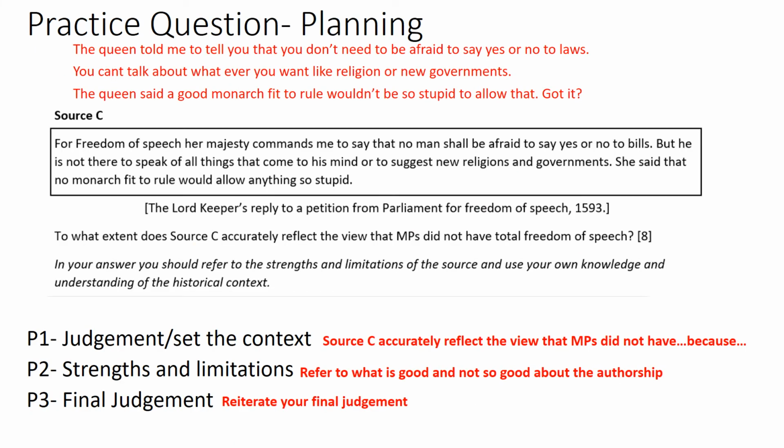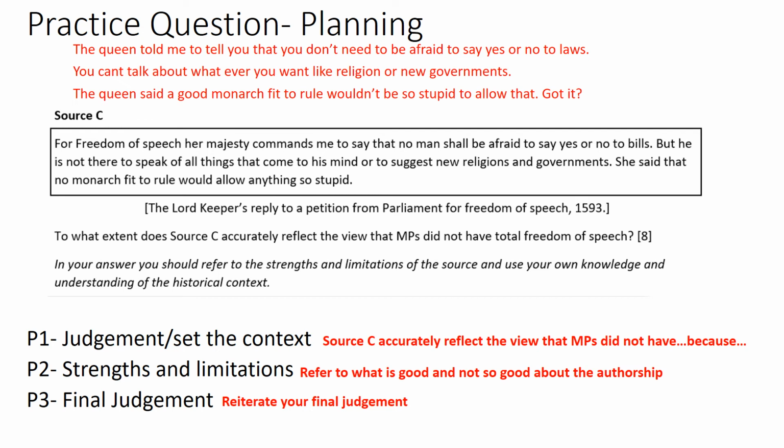Great, so here we are, we're back to our question again. So keep in mind the advice previously given. Make sure you're following your paragraph structure. So start off with your judgment, talk about how this accurately reflects the views of MPs, and explain why, set the context. Strengths and limitations refer to what is good and not so good about the authorship, keeping in mind this is coming directly from the Queen, but it's coming through the Lord Keeper, and it's his reply. Maybe we want to know something about what Parliament requested in the first place. And your final judgment, just reiterate that clear judgment a second time.